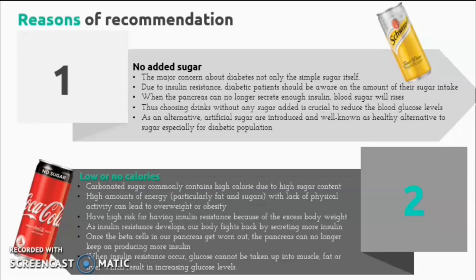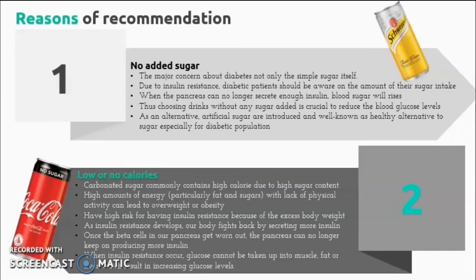As we know, the major concern about diabetes is not only the simple sugar itself. It happens due to the accumulation of fat particles within muscle and liver cells, which triggers insulin resistance. However, the amount of sugar intake should be paid attention to for diabetics. Next, the second reason is that these products contain low calories.